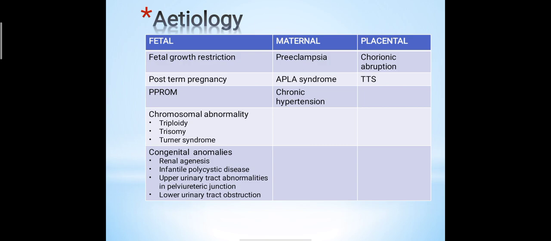There is chronic placental insufficiency. Placental cause, chronic abruption: there is premature separation of placenta, so it leads to oligohydramnios. And twin transfusion syndrome is associated more with monochorionic twin. One sac is associated with oligohydramnios and the other sac is associated with polyhydramnios.